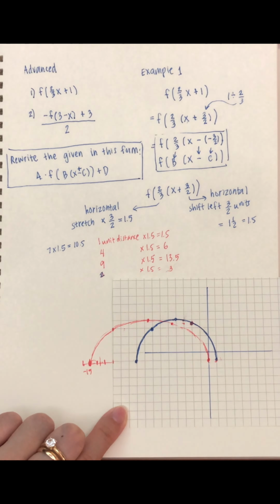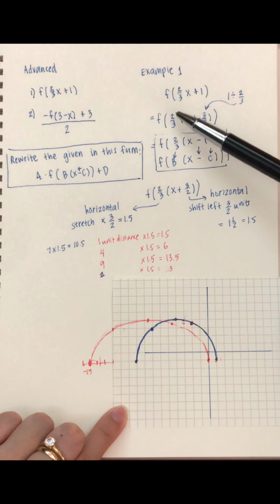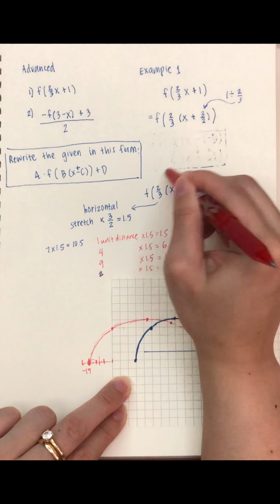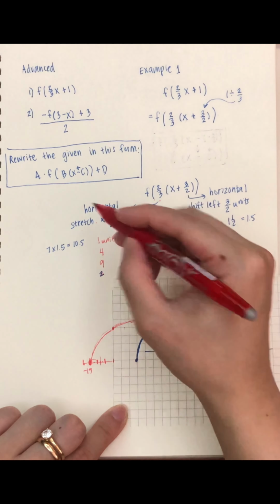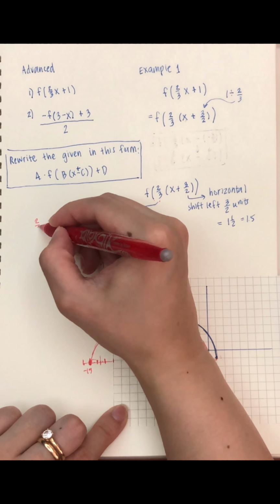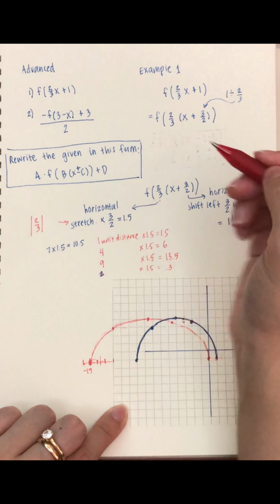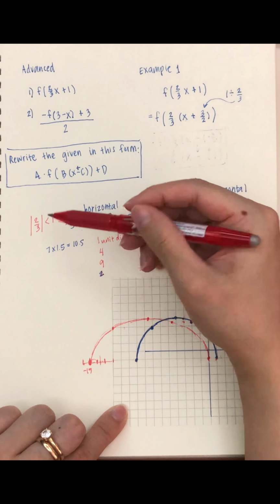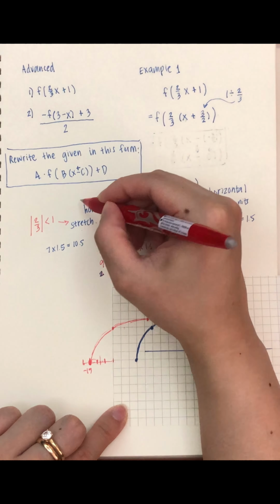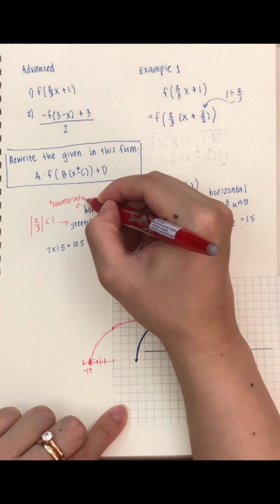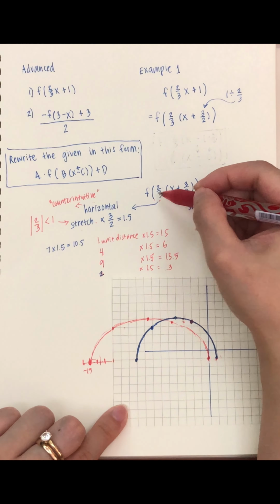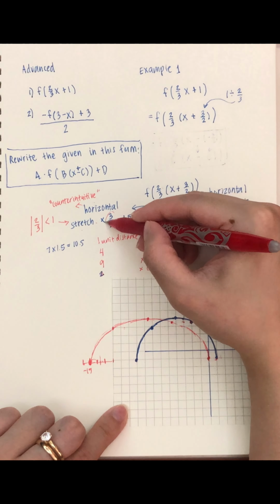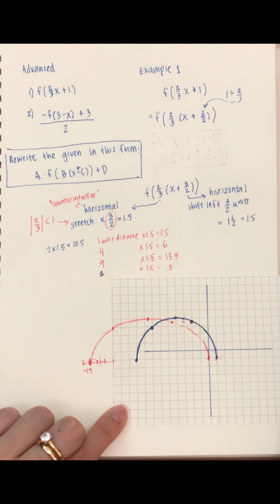What makes this an advanced problem, other than having to rewrite, having to factor out the 2/3, is dealing with fractions. You might wonder, how do you know this is a stretch and not a shrink? It's very important to know that it's a stretch because 2/3 is less than 1. If you think less than 1 should be a shrink, remember, horizontal transformations are counterintuitive. I've said this before. So a factor that's less than 1 is actually a stretch by a factor of the reciprocal of 2/3. And that's what you stretch it by.